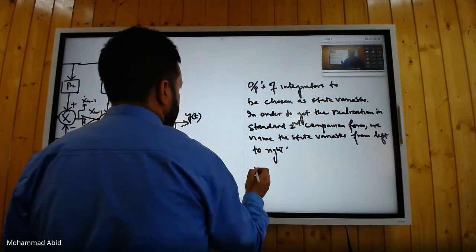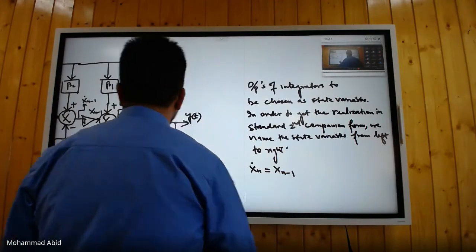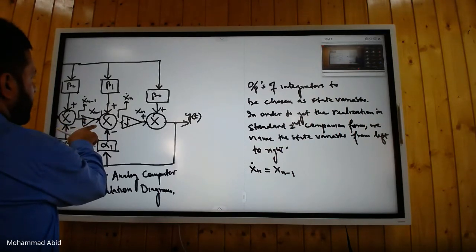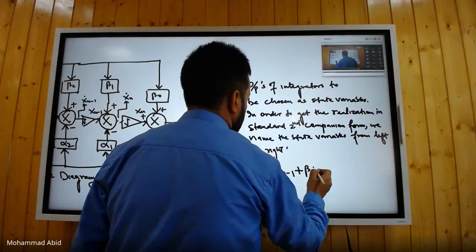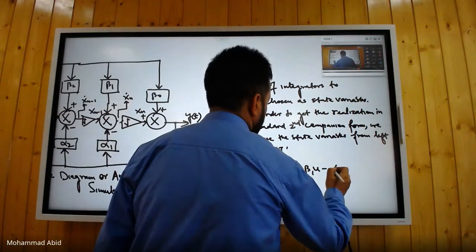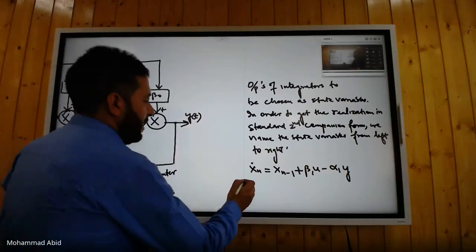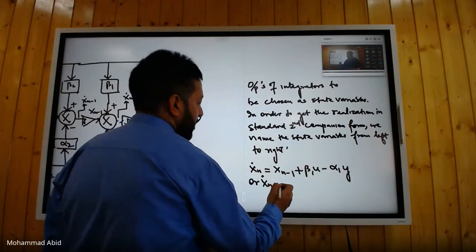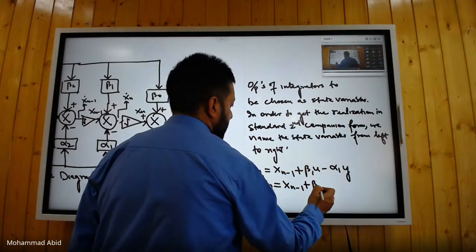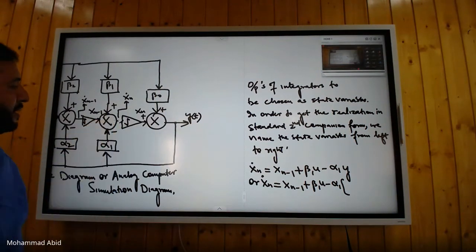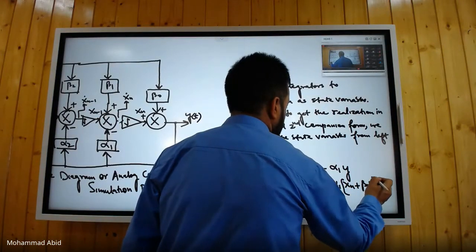I am writing down the state equations now. So xn dot will be xn minus 1 plus beta 1 u minus alpha 1 y. Is that okay? Yes, sir. Or I can write xn dot equal to, because in the state equation y does not appear, xn minus 1 plus beta 1 u minus alpha 1 into, what is y equal to? Y is equal to beta naught u plus xn. Isn't it? Yes, sir. Instead of y, I can write xn plus beta naught u. Is that okay?